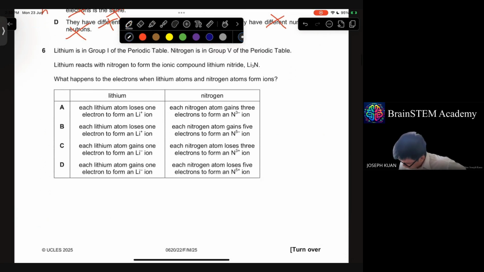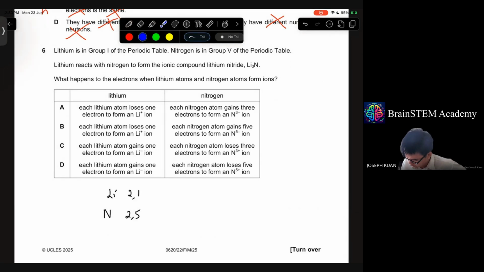So here's the thing. For lithium, the electron arrangement is 2, 1. For nitrogen, it is 2, 5. You can get this from the periodic table. Basically, look at the proton number, deduce the electrons, and deduce the electron arrangement. So to get a full outer shell, lithium will form lithium ion, which has an electron arrangement of 2, and nitrogen will become 2, 8, which is the nitride ion.